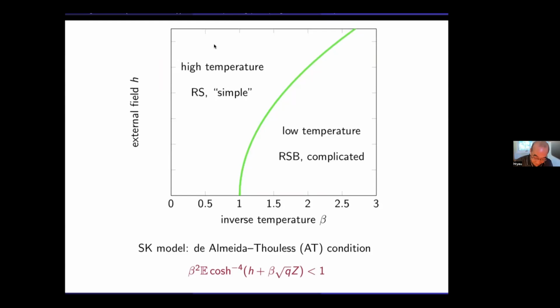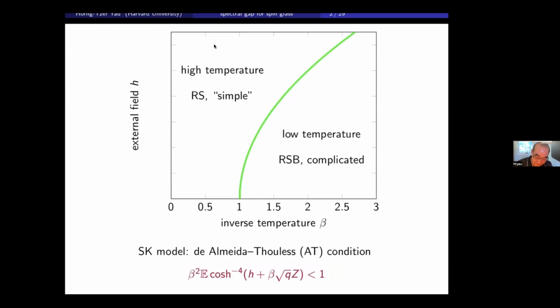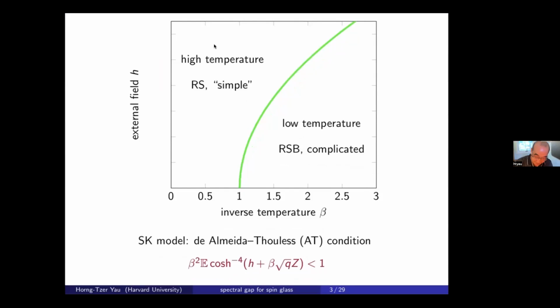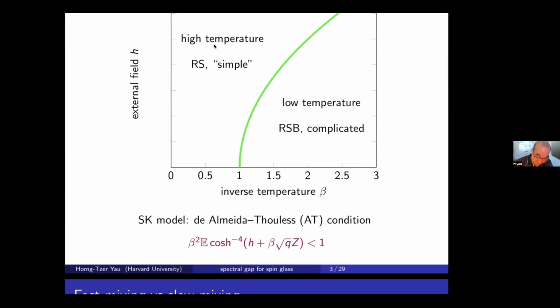This line is called the AT line. There's a condition for the AT line, and the condition is like that. This q will satisfy another equation which I didn't write down, but later I will show you the equation for q, and this condition defines the AT line. q is supposed to be the magnetization, the size of the magnetization. So this is a static picture. There's a high temperature and there's a low temperature. I'm using beta, so this side is beta small and this side is beta large.